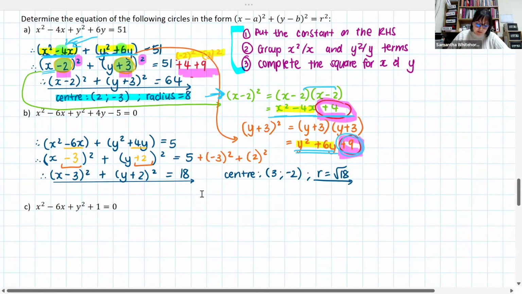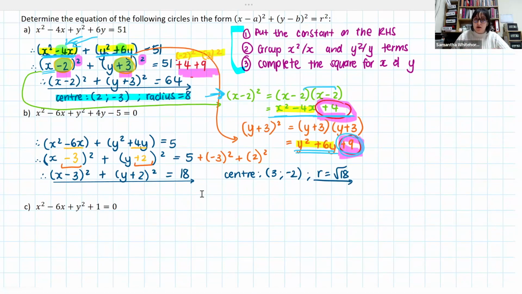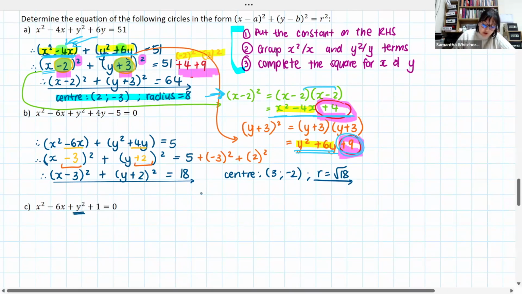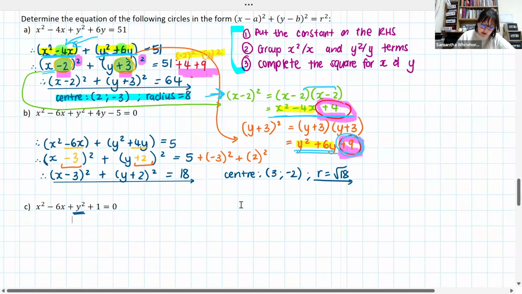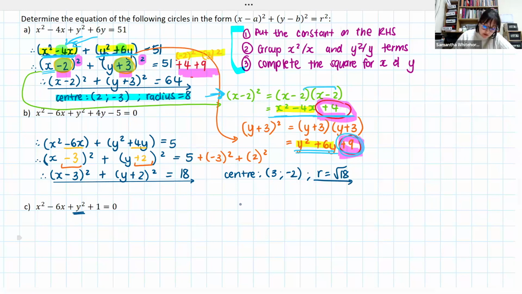Okay, so if we look at example C, we're going to do exactly the same thing. We're not going to panic ourselves. The only thing I now have to realize is that I don't have a y term. I only have a y squared term. But that's fine because we know that that technically means in the bracket we have 0. So there's a couple different ways that you can deal with this. Personally, I'll just leave it as y squared because why complicate things?